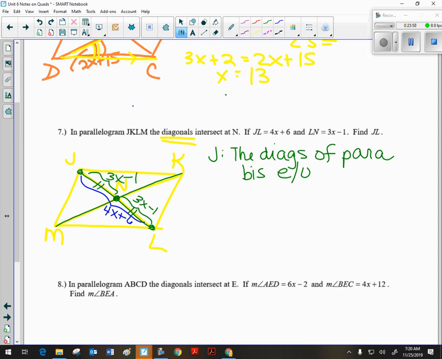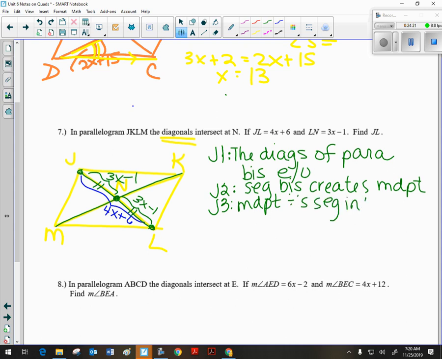So in this case, justification 1 is that the diagonals of a parallelogram bisect each other. We also know that a segment bisector creates a midpoint, which is what we identify point N as. And justification 3 is that the midpoint divides the segment into two congruent segments. So our midpoint N split JL into two equal parts. If one of them's 3x minus 1, then so is the other. So I have two 3x minus 1 segments that equal the 4x plus 6.